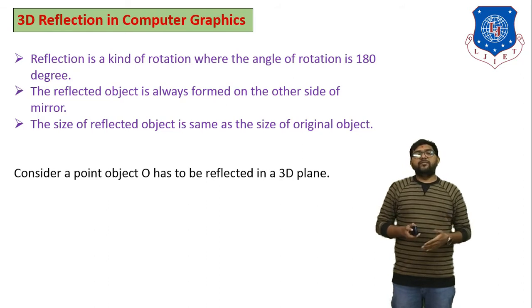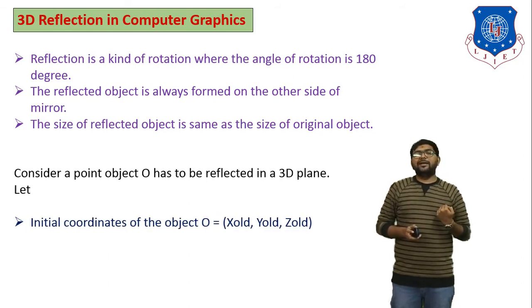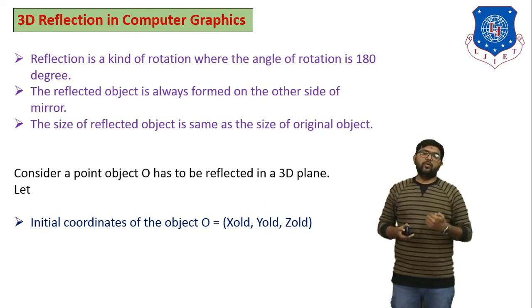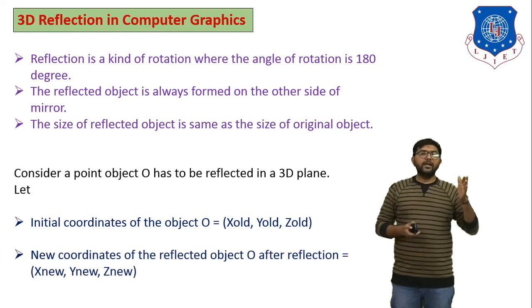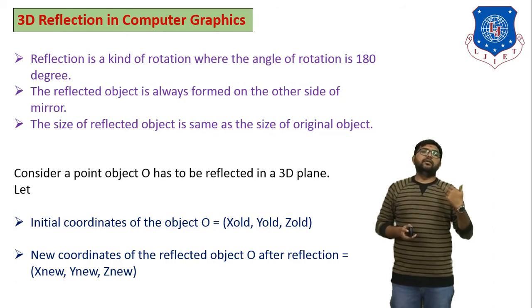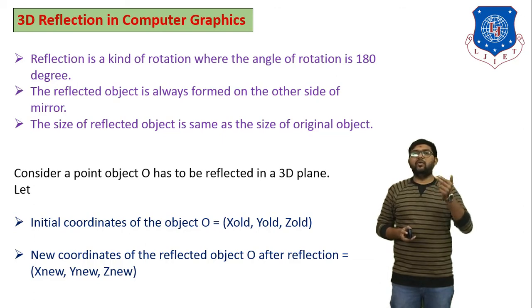Consider a point of object O to be reflected in the 3D plane. Let's consider the initial coordinate of object O, that is x old, y old and z old. The new coordinate of the reflected object, that is after reflection, is x new, y new and z new. Now we have to derive the relationship between x new and x old, y new and y old, z new and z old.